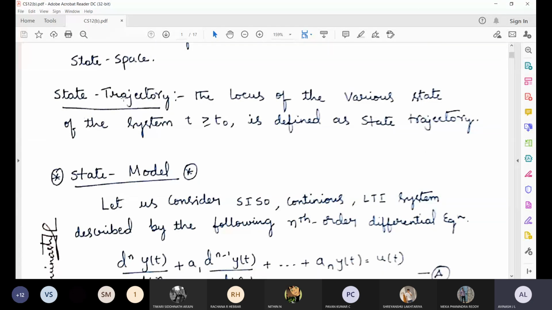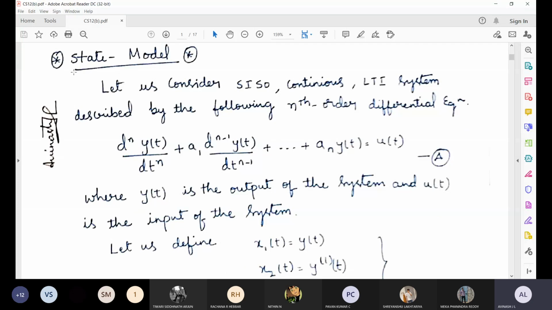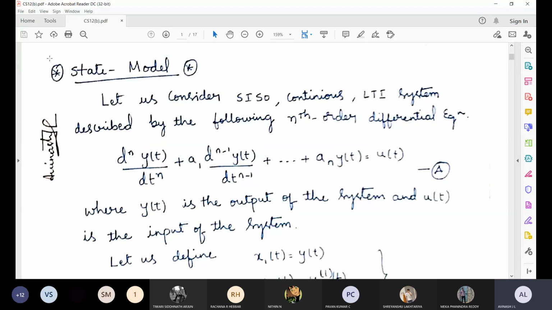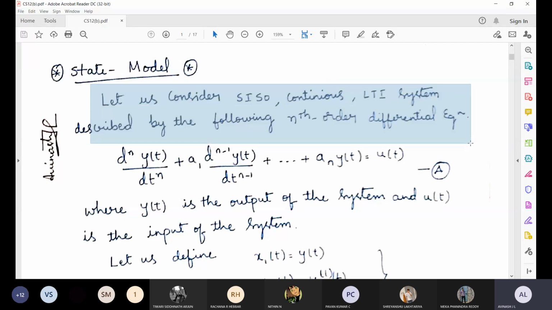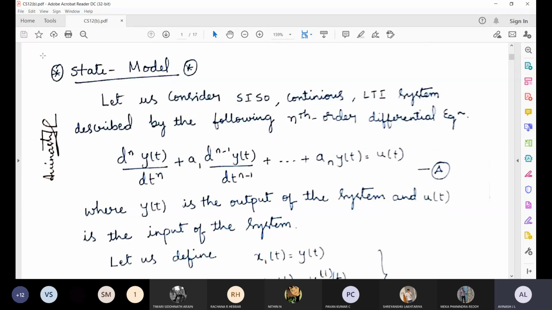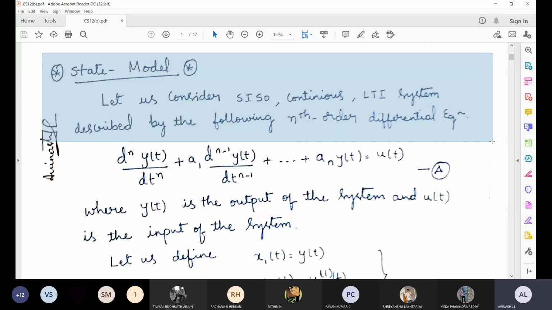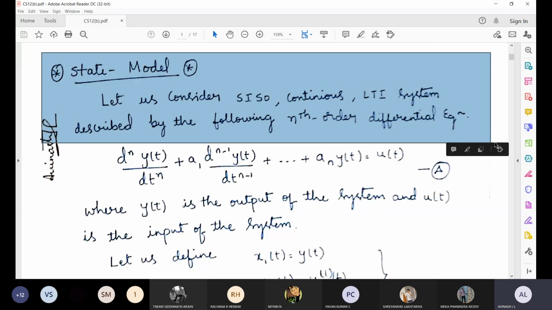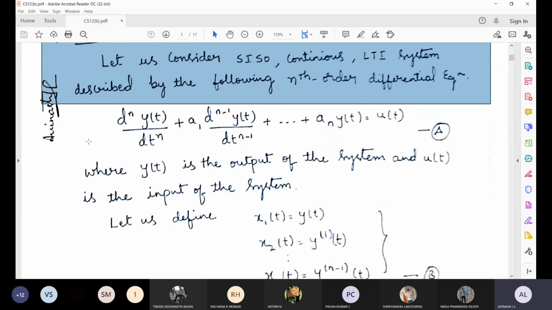Next we can understand the state model. What is this state model telling? Let us consider a single input, single output, continuous linear time invariant system, described by the following nth order differential equation. This is the nth order differential equation we have taken.